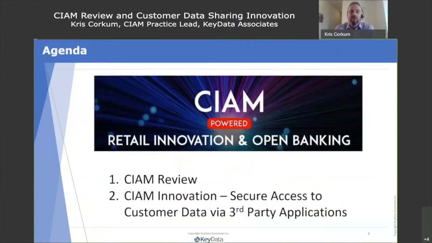So what we're going to try to look at today are two main topics. The first one I might go through pretty quickly because Padmalatha covered it fantastically in terms of what CIAM is and what it covers, but we'll take a quick look at that. And then secondly, especially for those who are already familiar with the CIAM space, we're going to take a look at an emerging trend, which is allowing secure access to customer data via third-party applications. And if you have any questions specific to the presentation, please post them in the Q&A and I'll do my best to get to them afterwards.